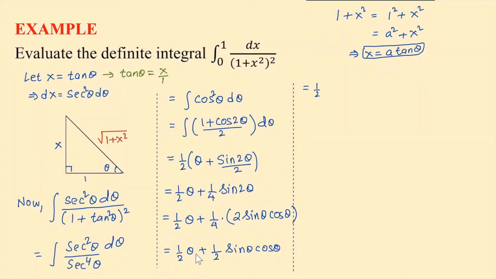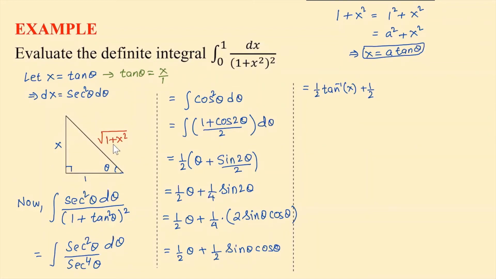theta. Now we have to write theta in terms of x. You can see here, tangent theta is equal to x. That means theta will be equal to inverse tangent of x. That will be inverse tangent of x. And then plus, you have half sine theta.